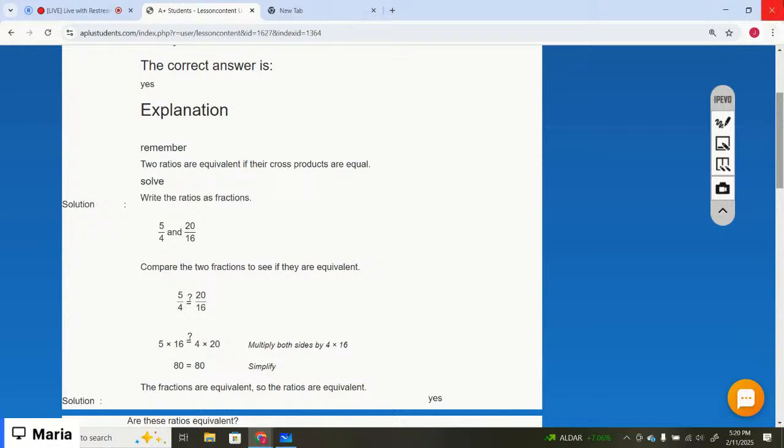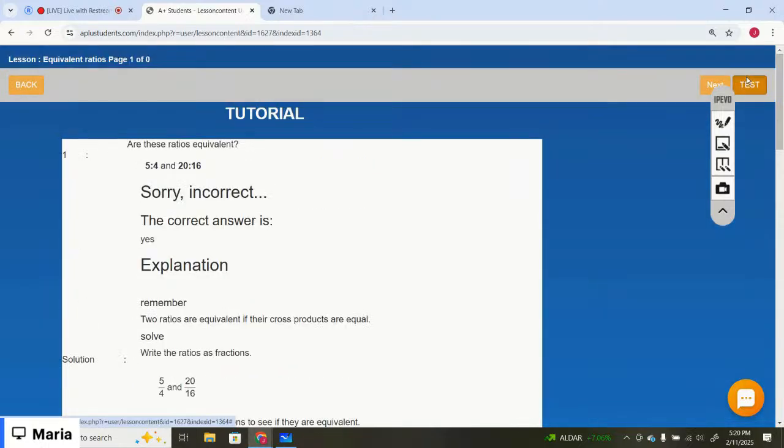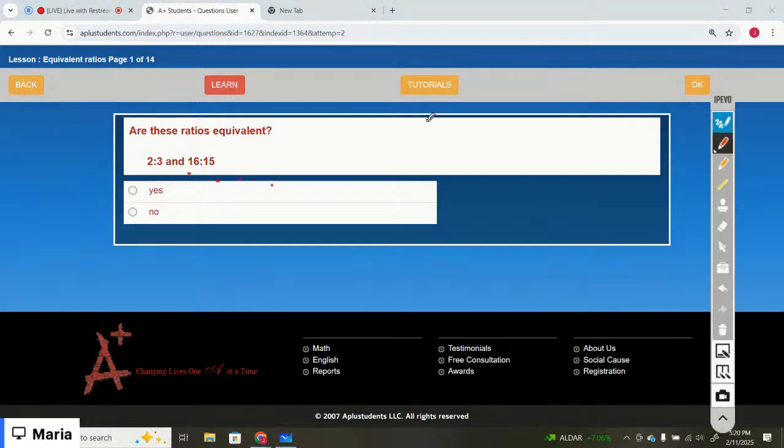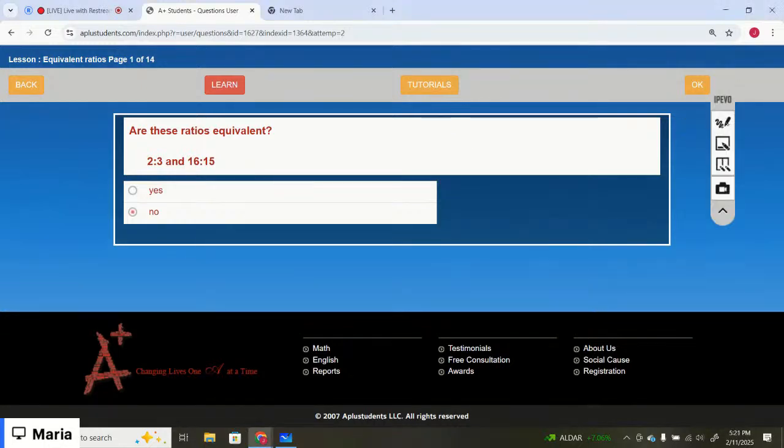Let's just start with the test questions. Are these ratios equivalent? 2:3 and 16:15. So let's just write them down in the fraction form and cross multiply them. You have to do 2 times 15 and 3 times 16. 2 times 15 is 30 and 3 times 16 is 48. They are not equal. So the correct option is no, they are not equivalent.